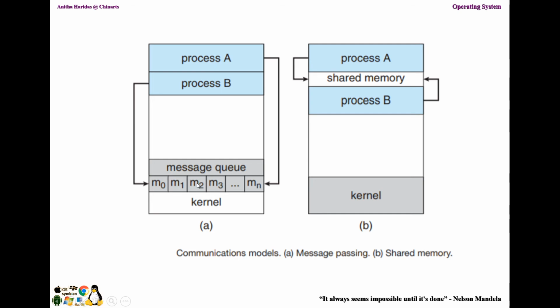So this queue is accessed by both process A and process B. Whatever information they want to exchange will be stored in this particular queue. Process A will be accessing the message from this queue, and the same way process B will also be accessing the message from this particular queue. This is what you call the message passing model. So these are the two models available for inter-process communication.